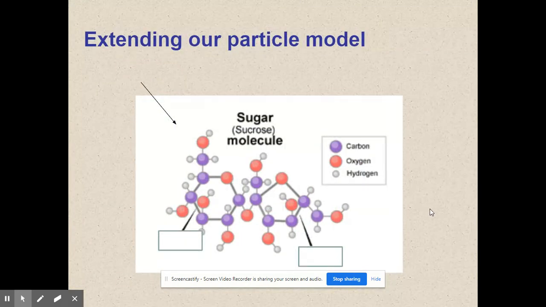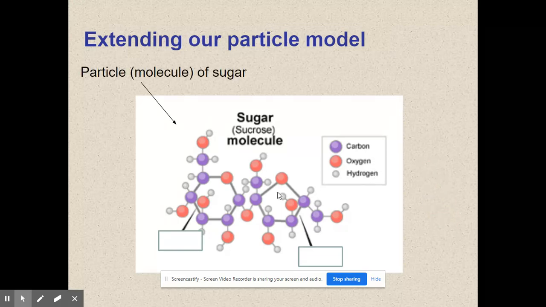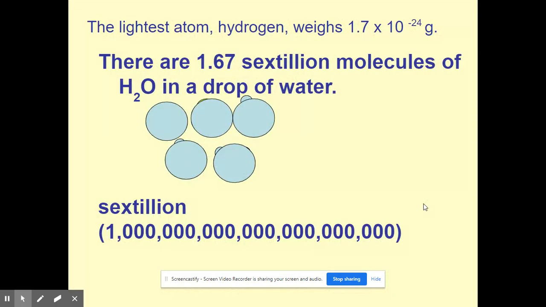So here's a sugar particle. A sugar particle is kind of complex. You see a sugar particle is actually made up of carbon, oxygen, and hydrogen atoms. So these are all the atoms that make up one little particle of sugar. Okay, now the lightest atom, hydrogen, has a mass of 1.7 times 10 to the negative 24 grams. Okay, that's a small mass for one atom of hydrogen.